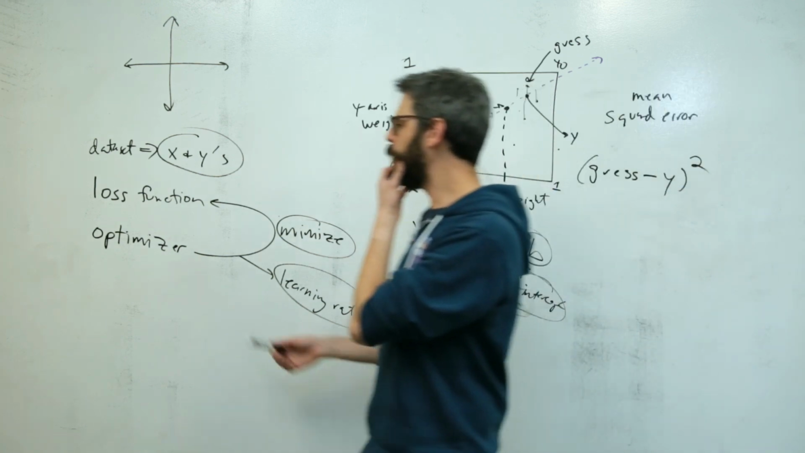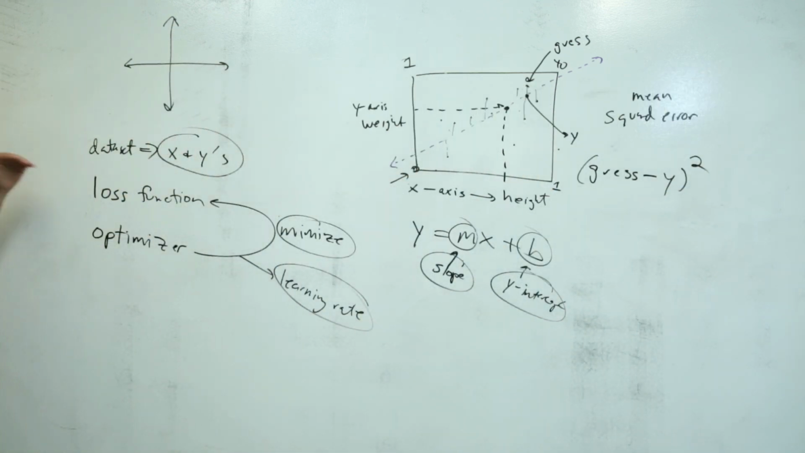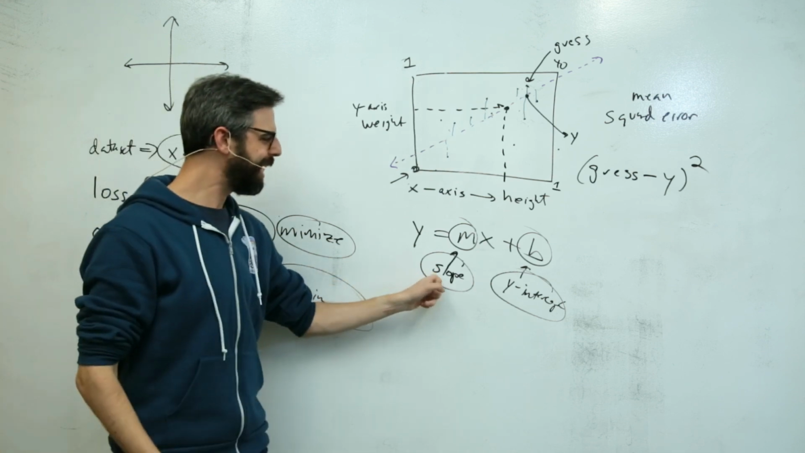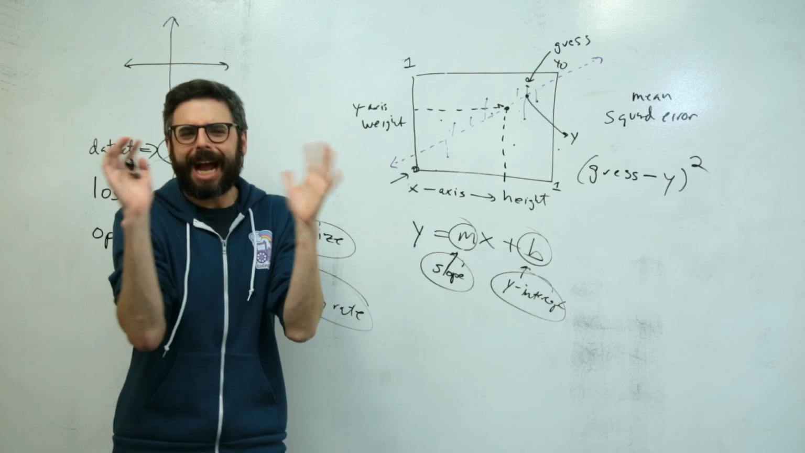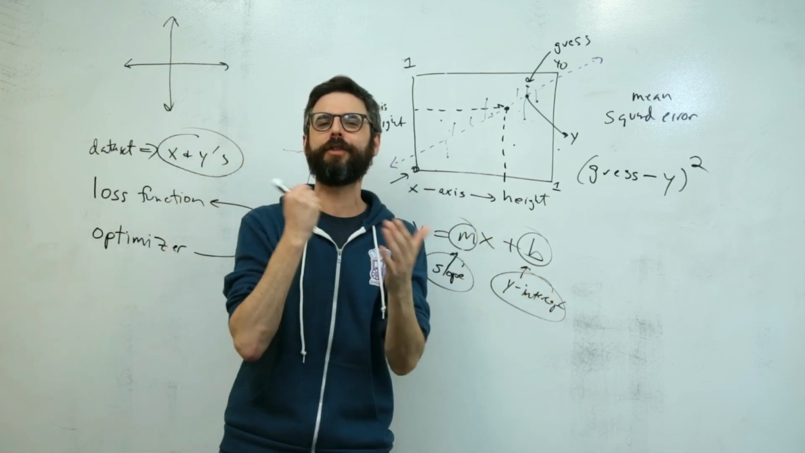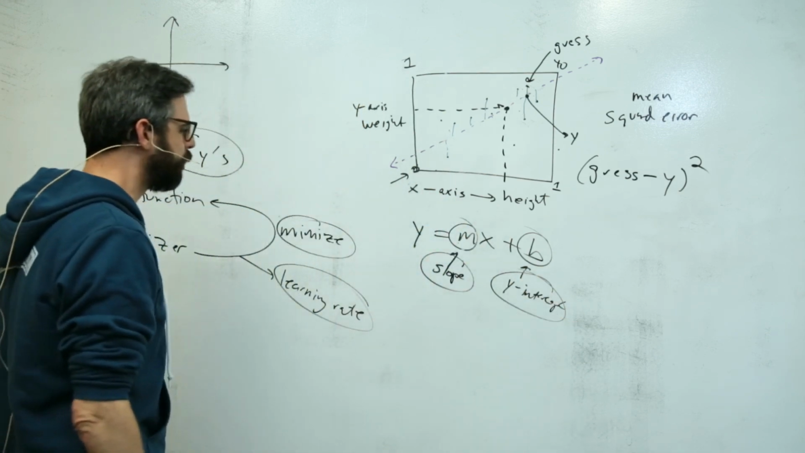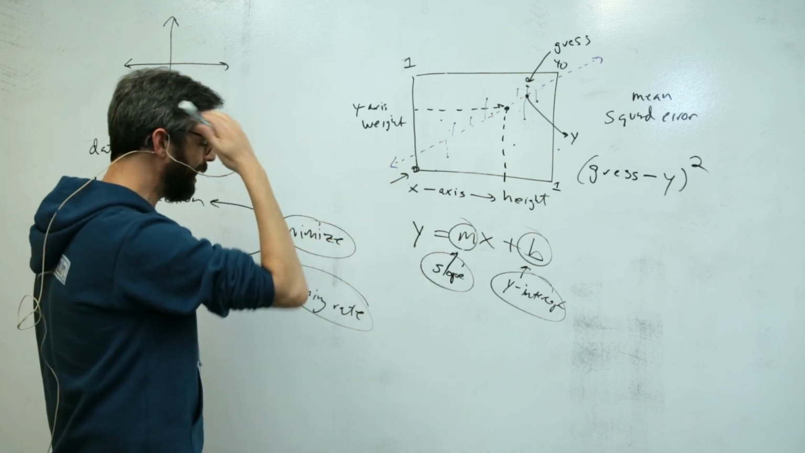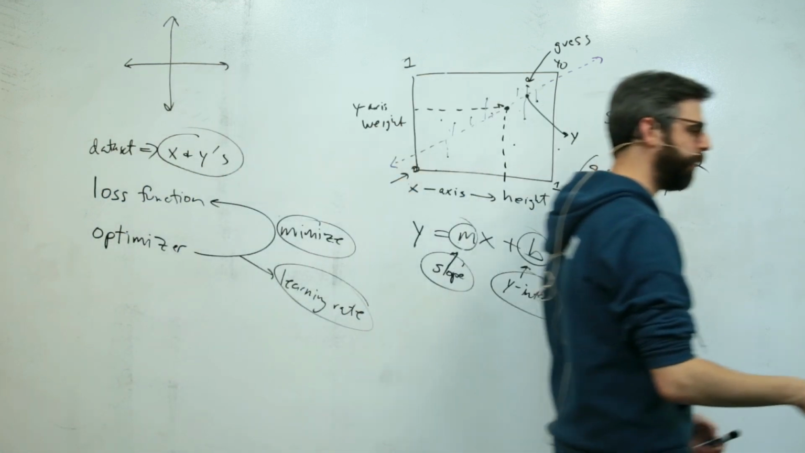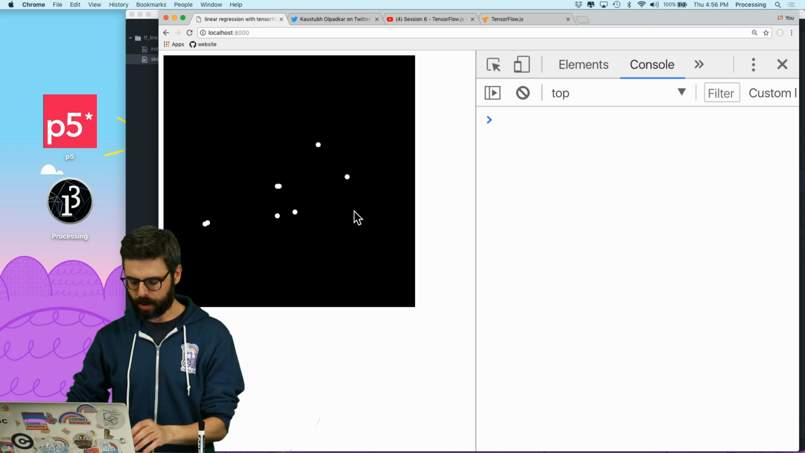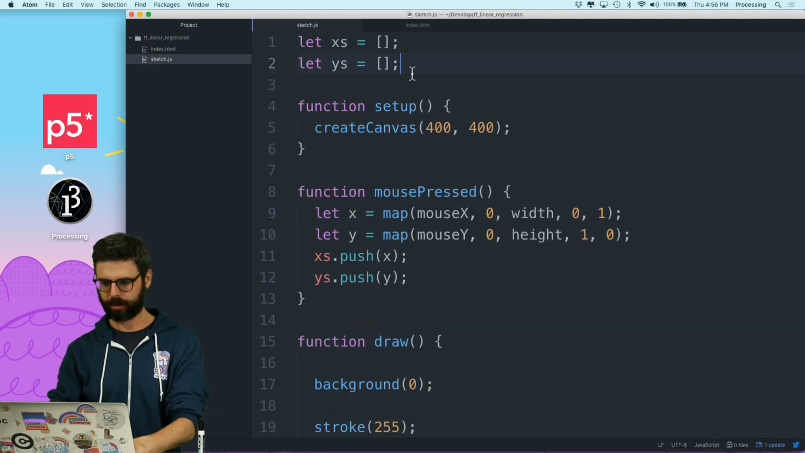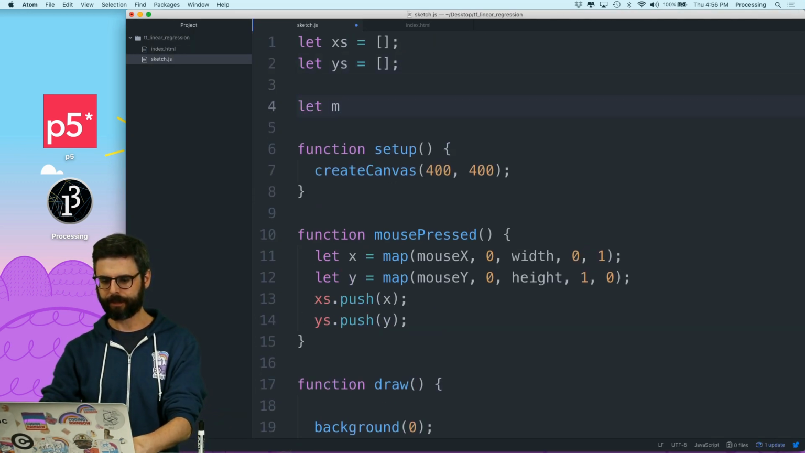All right. So what's next? I need a loss function. I need an optimizer. Oh, I need these. Let's make these, because I'm looking for somewhere where I need to get some TensorFlow.js stuff working. So what I need is to have m and b. So let's figure that out. I'm going to create an m and a b.